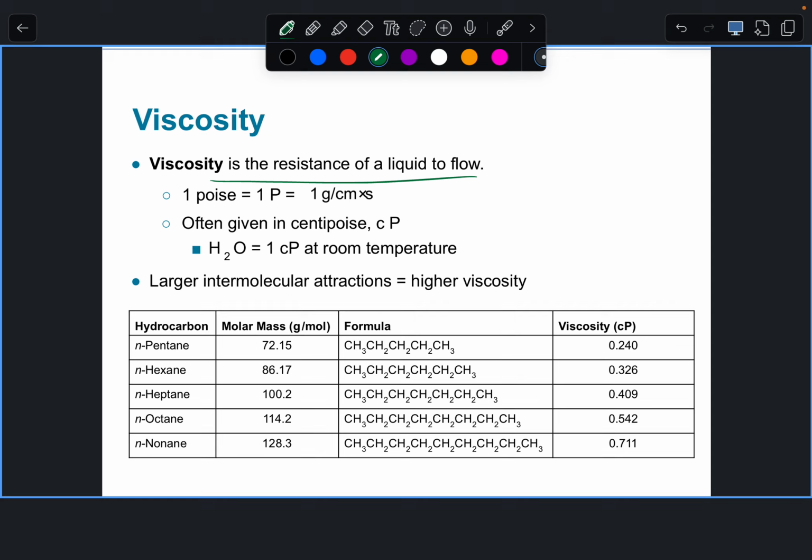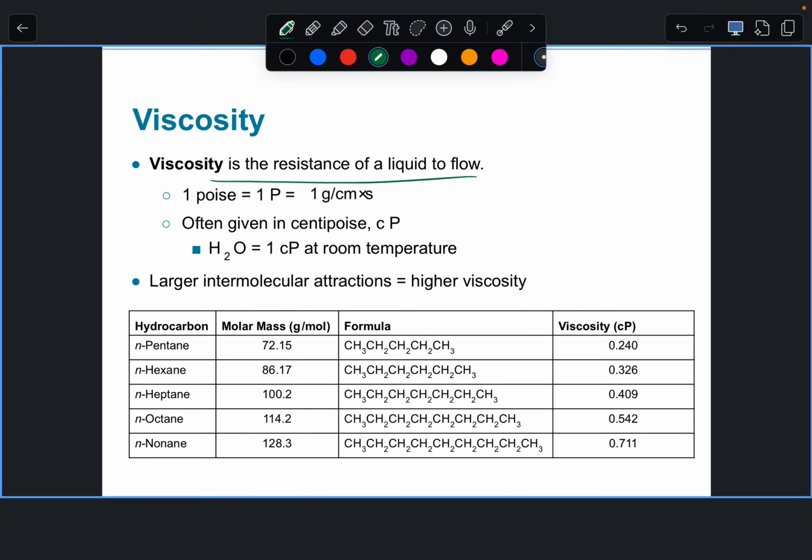And the stronger they are, think honey, or corn syrup or something, some kind of sticky, thick liquid, the more difficult it's going to be for you to pour. You're going to have to break apart those intermolecular forces.